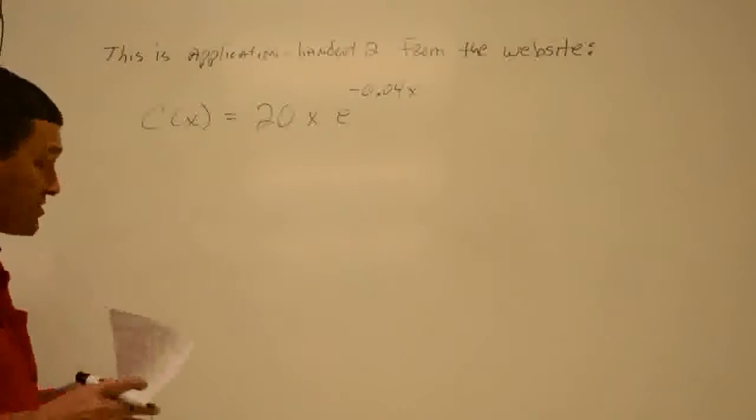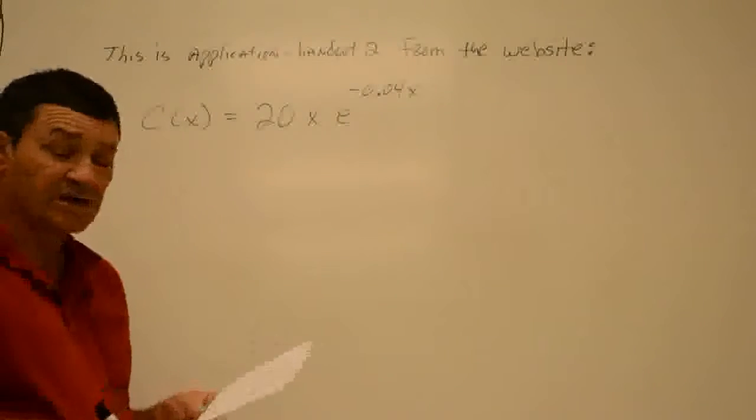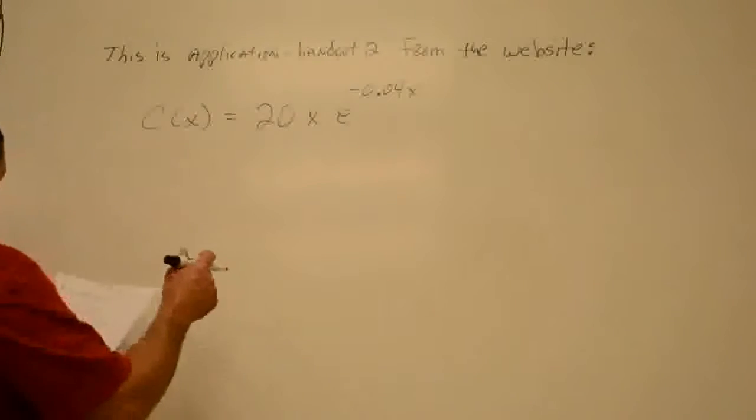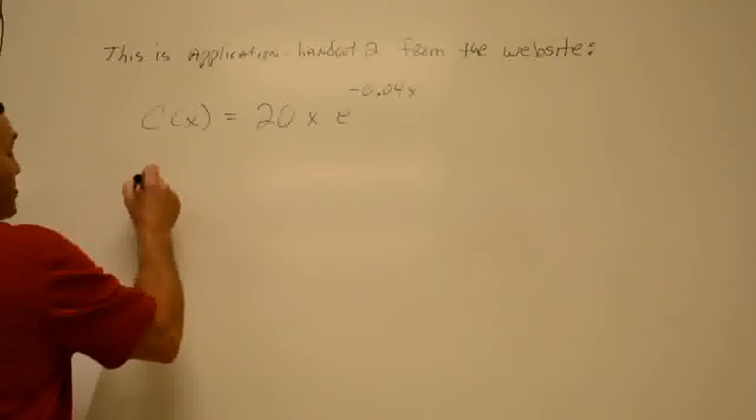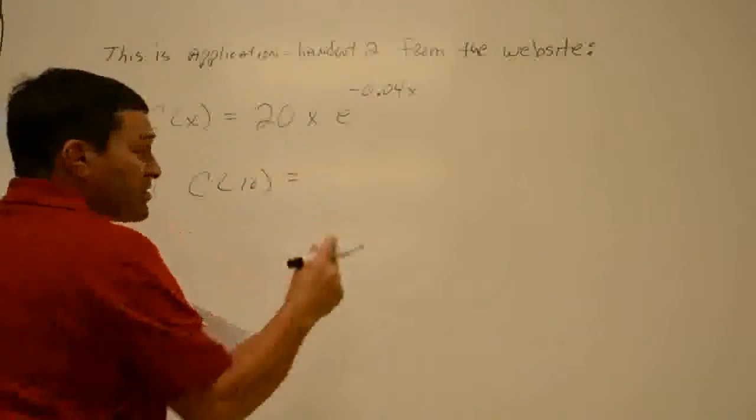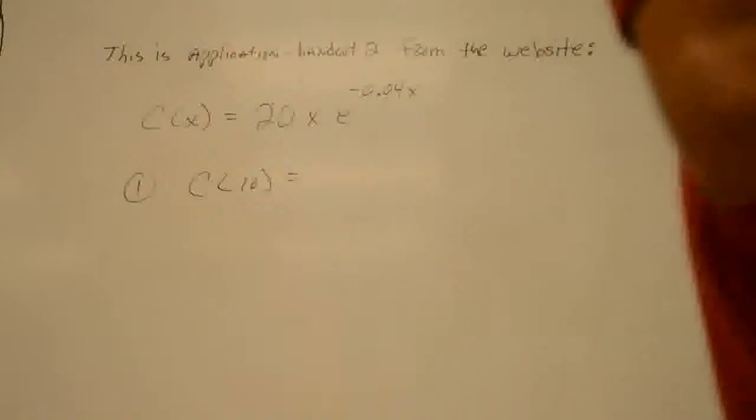But so the first question that I ask on the handout is how many milligrams per milliliter of this drug are in the bloodstream 10 minutes after the injection. And so that's question 1. Well, all you're going to do is evaluate C of 10. And just use your calculator for that. Said if we had any, let me get my calculator.